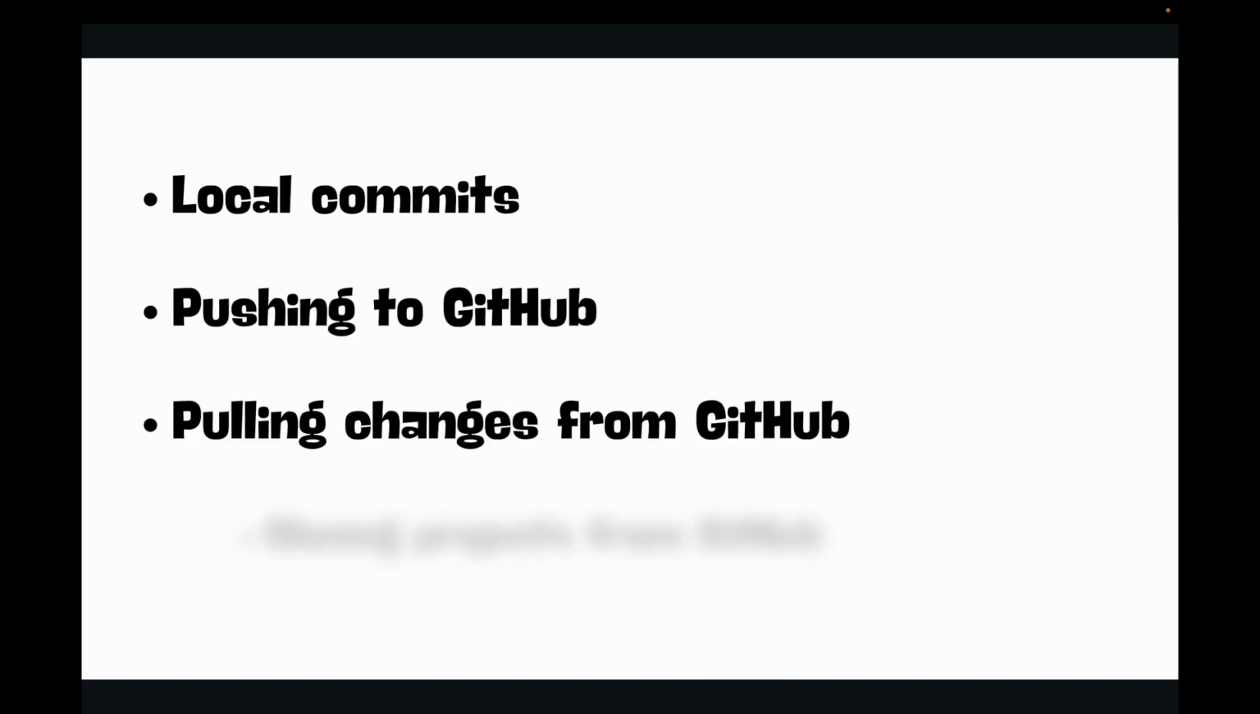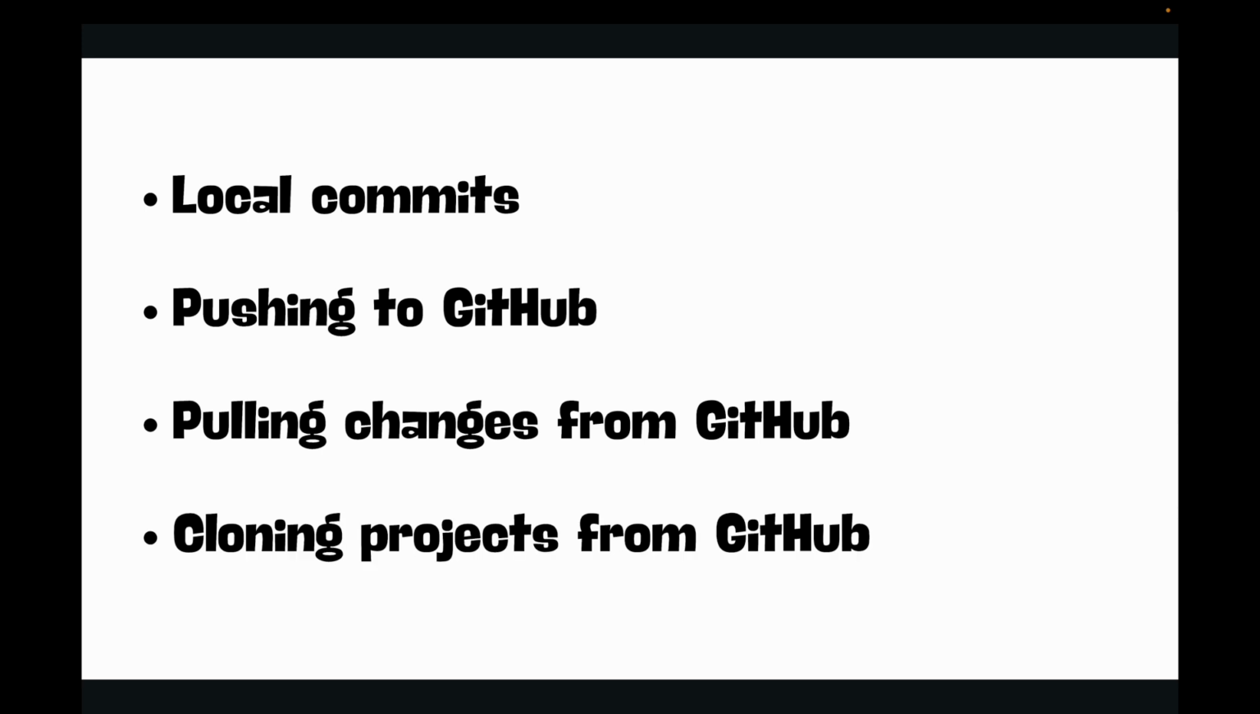Hello and welcome back. You have mastered local commits, pushed to GitHub, pulled changes, and even cloned your projects from GitHub. You are becoming very proficient. But what if you need to work on a new feature or fix a bug or try an experimental idea without messing up your main working code? That's where the true superpower of Git comes in: branches.